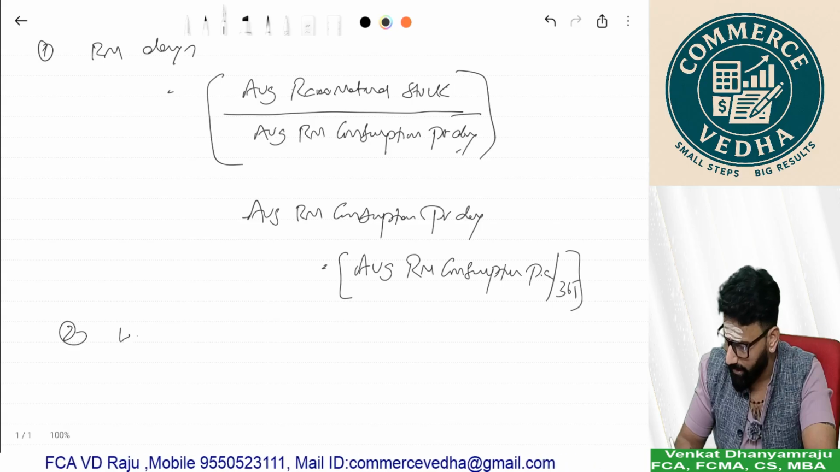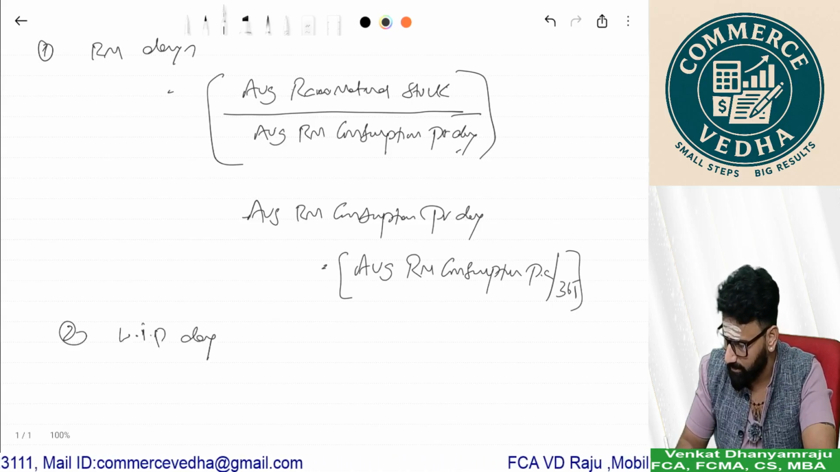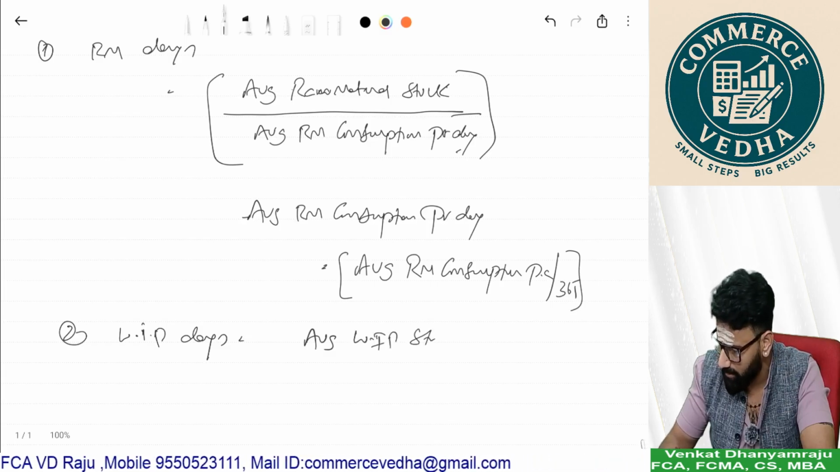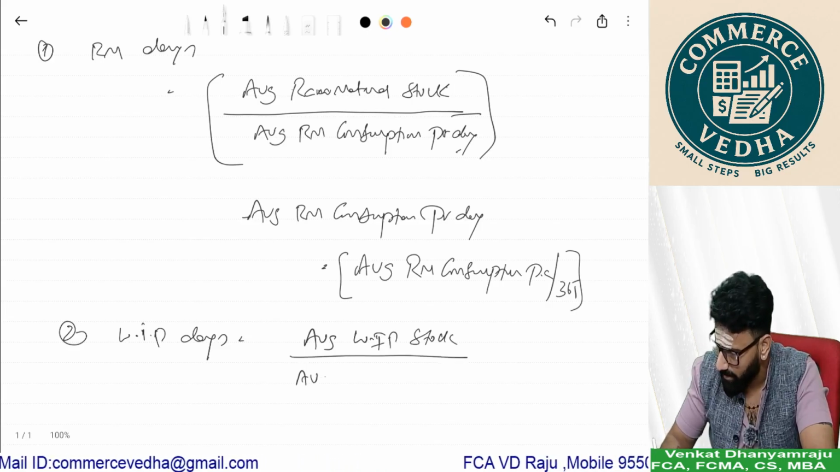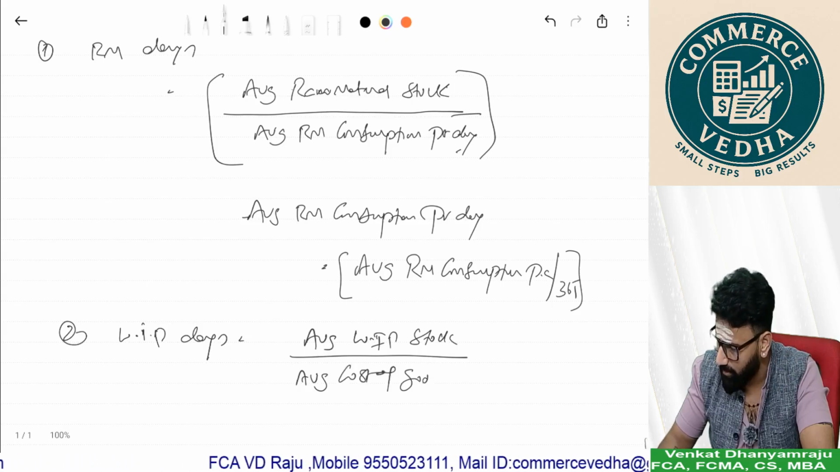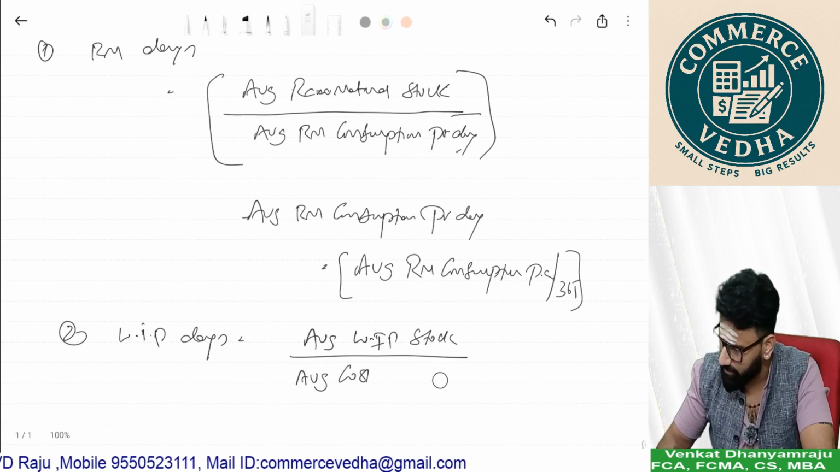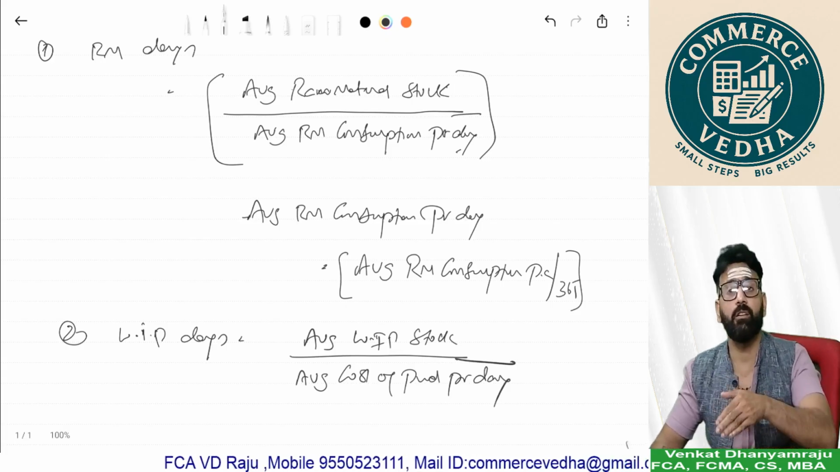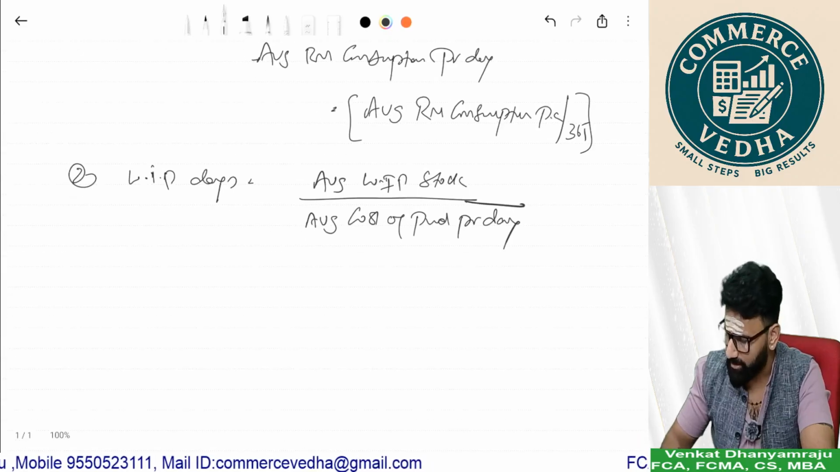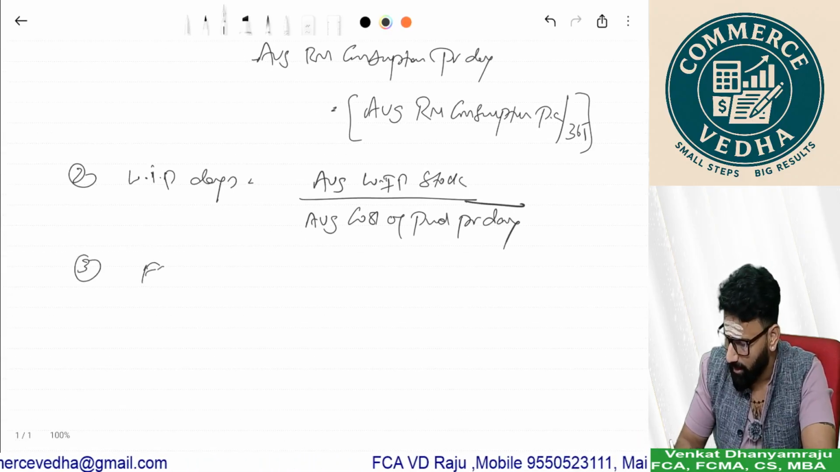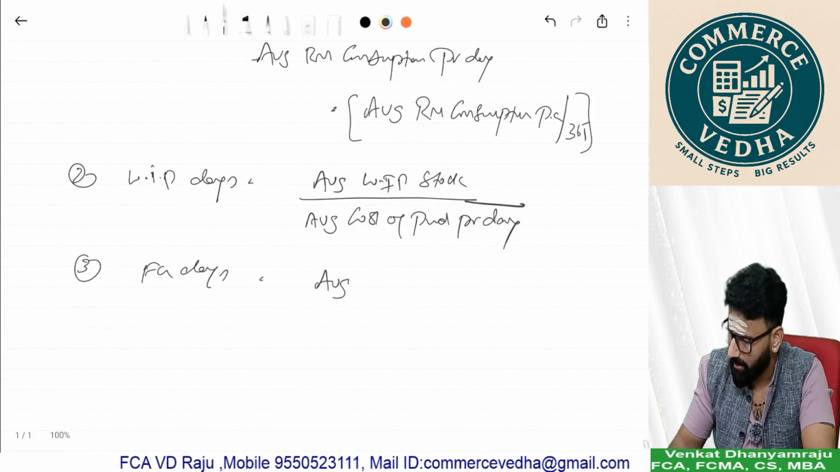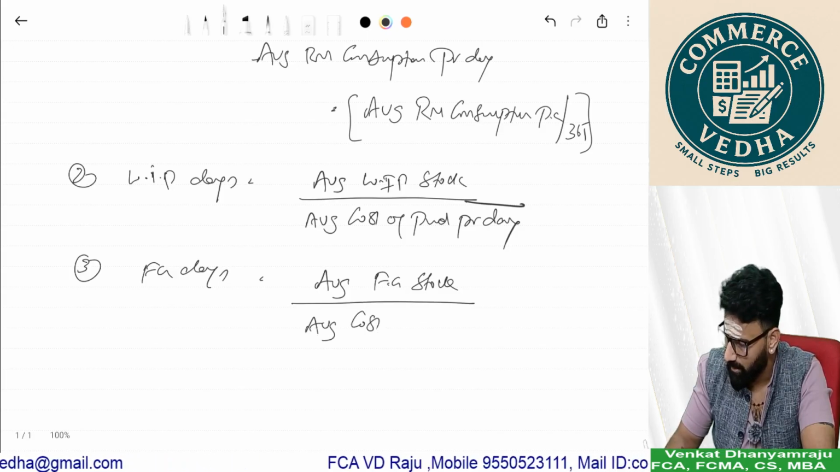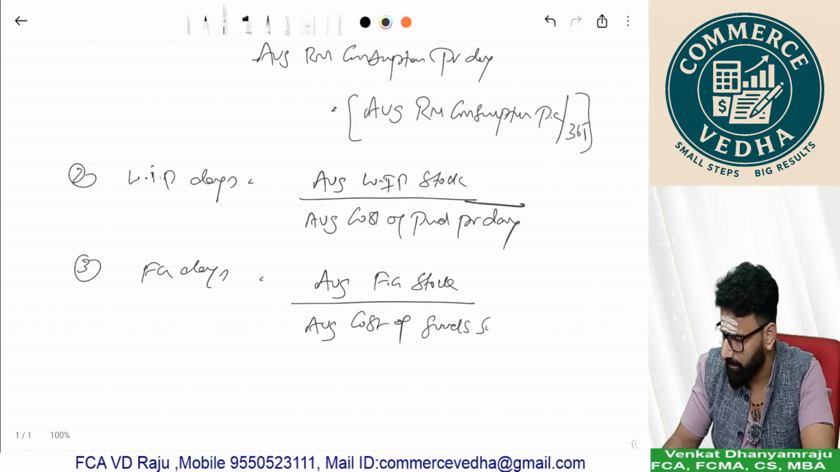Similarly, the second one is work in progress days. Your work in progress days is average WIP stock divided by average cost of production per day. So total cost of production divided by number of days gives you the average cost of production per day. And the third one is your finished goods days: average finished goods stock divided by average cost of goods sold per day.